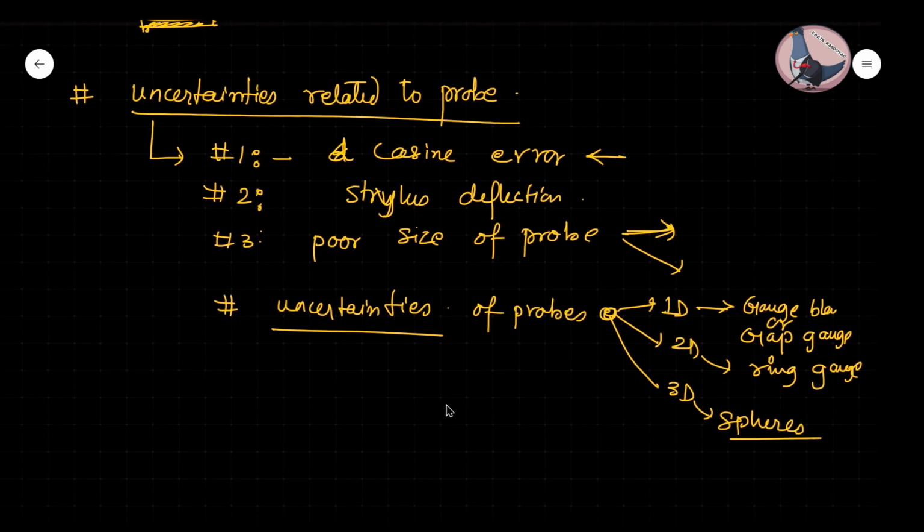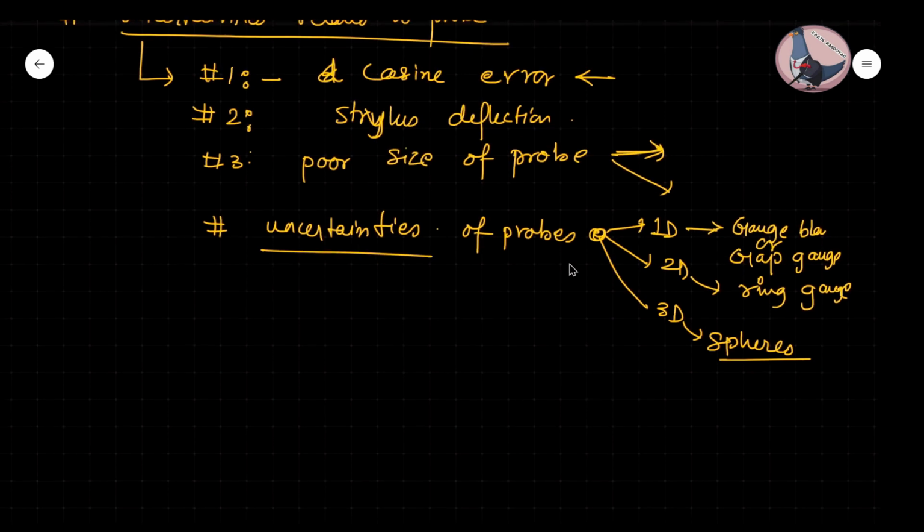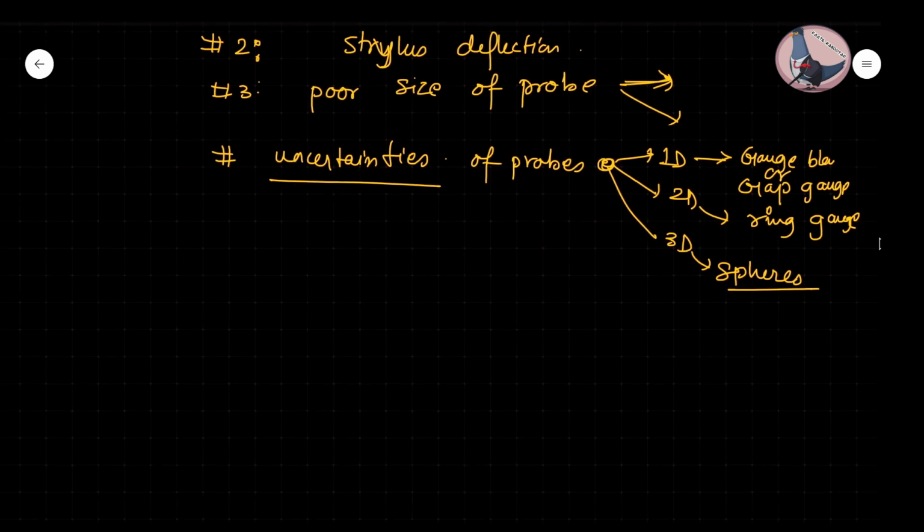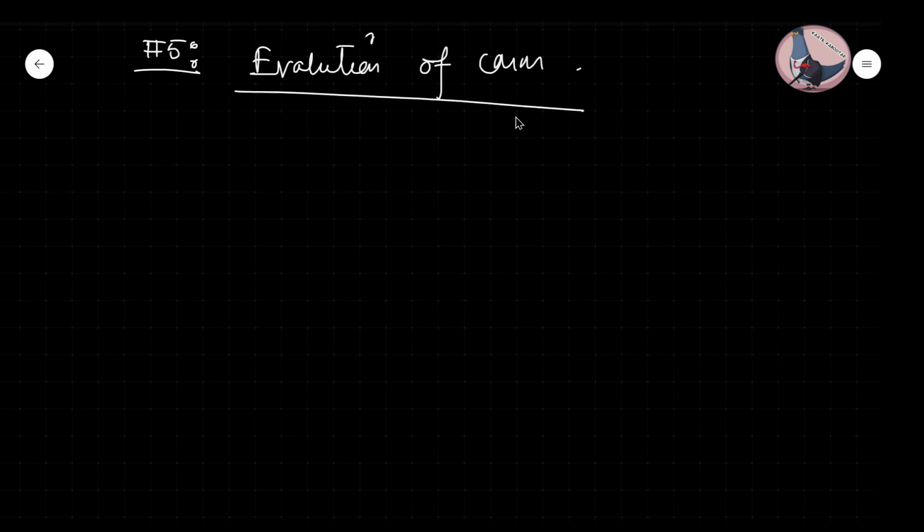With this, all the uncertainties I have just described are finished. Now I will go into the last part, which is the fifth part of CMM that I was talking about: evolution of CMM. Now, what does evolution of CMM mean? What after CMM?